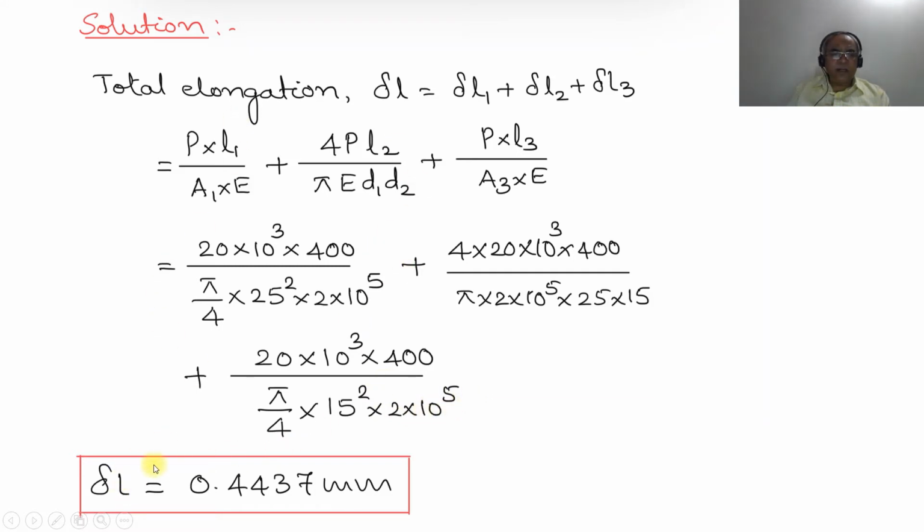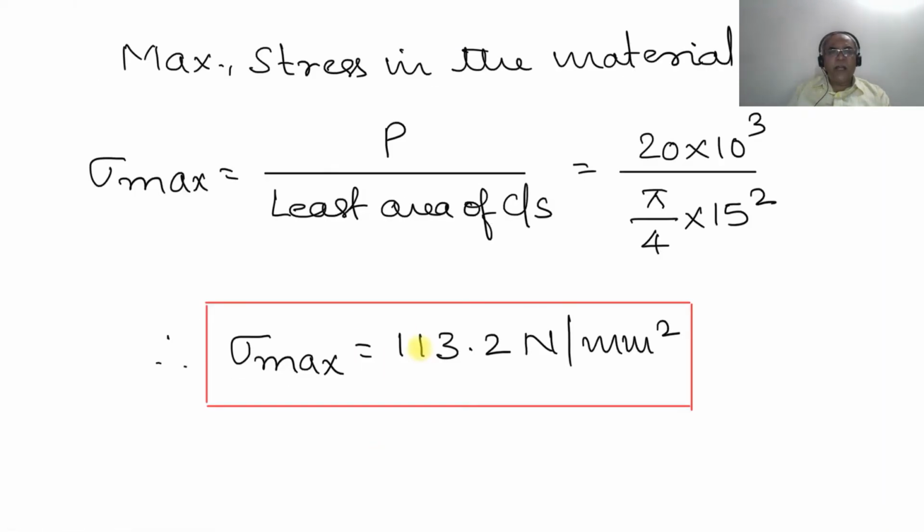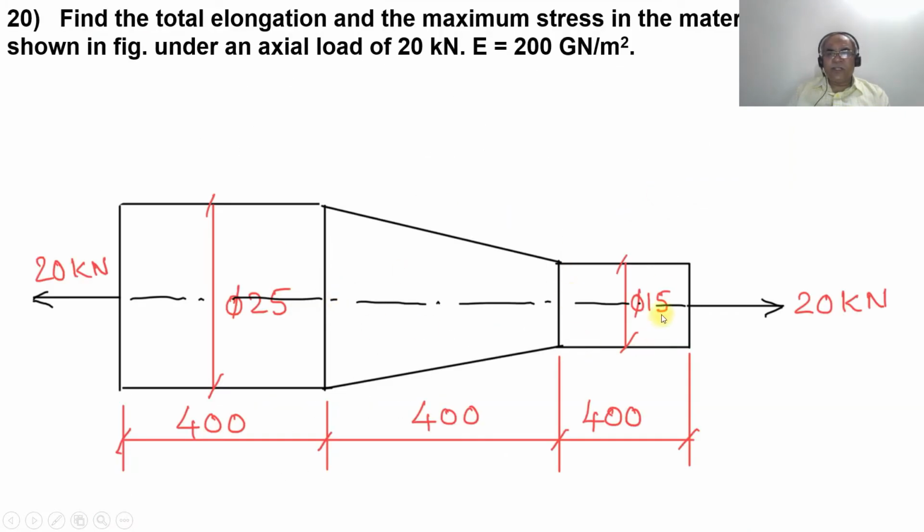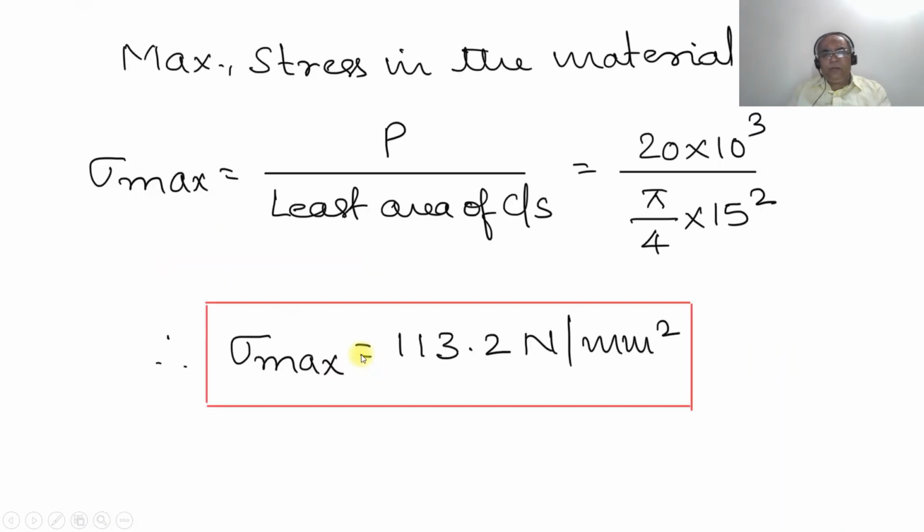So on simplification, delta L will be equal to 0.4437 mm. And what is the maximum stress in the material of the bar? The maximum stress always occurs where the diameter is at the minimum. That is, sigma max is equal to P divided by the least area of cross section, which is at the smaller end. So it is equal to 20 into 10 to the power of 3 divided by pi by 4 into 15 square. So sigma max will be equal to 113.2 Newton per mm square.